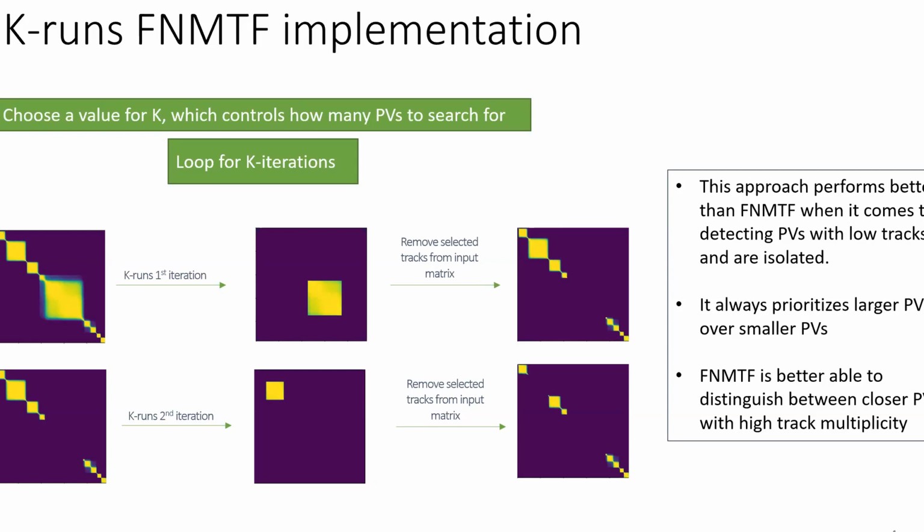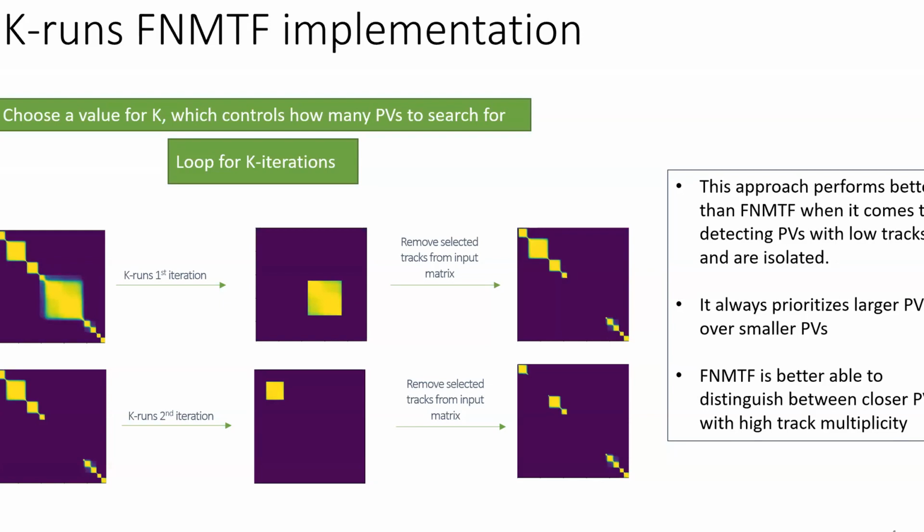The one advantage of this K-runs approach over the basic FNMTF approach is that it always prioritizes bigger PVs over smaller PVs. So if in your particular workflow or analysis you just care about the bigger PVs and you don't care about the smaller PVs, this might be really helpful. Also, this was better able to detect PVs that had a low number of tracks but were well isolated, compared to the basic FNMTF. The one drawback compared to the basic FNMTF was that the other one was able to better distinguish PVs that had a high number of tracks but were overlapping.